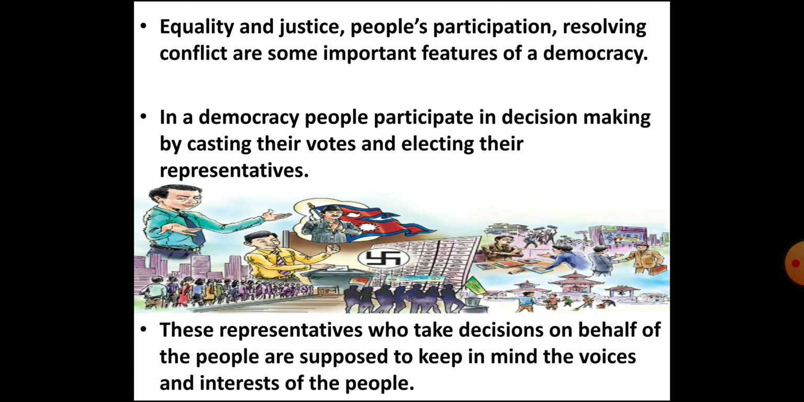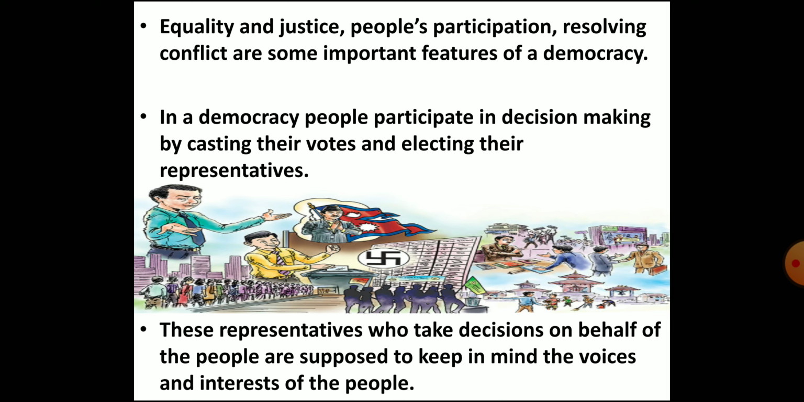I am sure that you all would agree that it is important for all persons to be treated equally. Why? Because equality is one of the key elements of a democracy or a democratic government, along with some other important key elements, which are people's participation, resolution of conflict, and justice. Let's learn about the people's participation in a democratic government. How do the people participate in a democratic government?